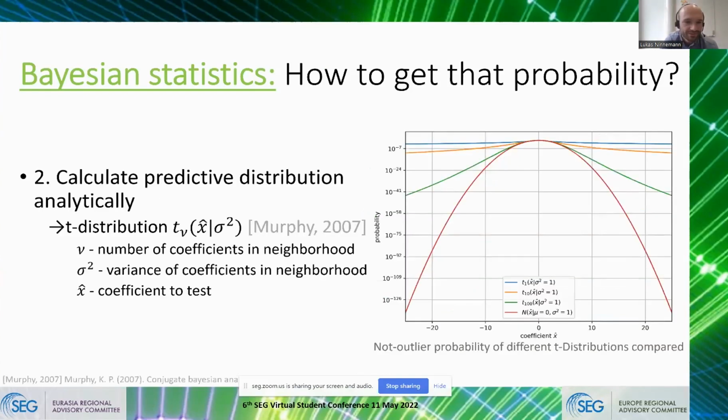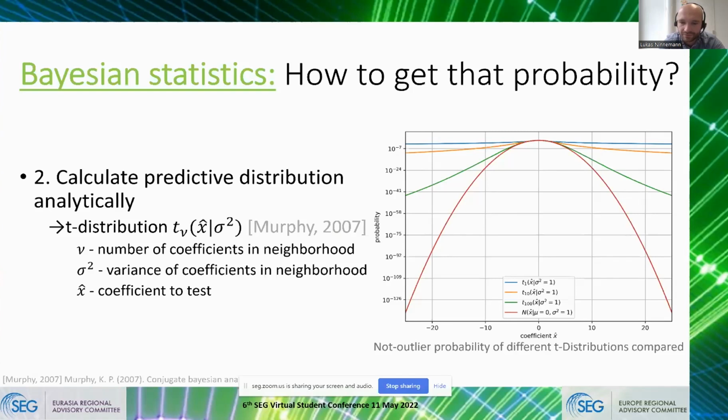Now we can calculate the predictive distribution analytically. And if we do that, the result is a so-called t-distribution. And this has two parameters, the nu, which is the number of coefficients in a neighborhood, and the sigma squared, which is the variance of the neighborhood. And on the right, you can see the t-distribution compared to a normal distribution. And all this plot says is that if you ask a normal distribution, it's much more likely that something will be declared an outlier.